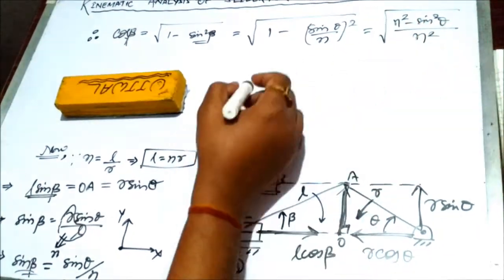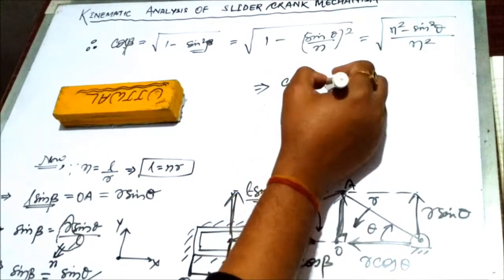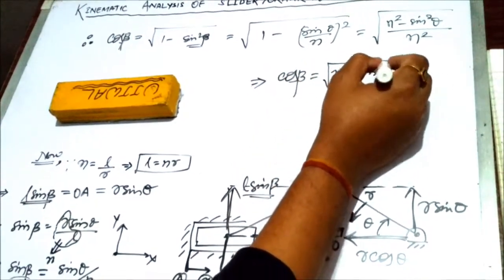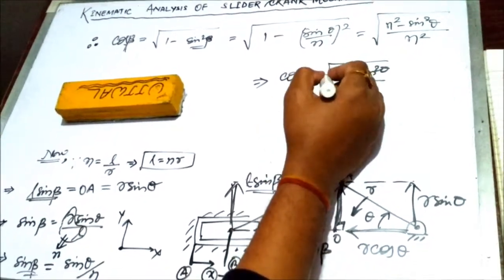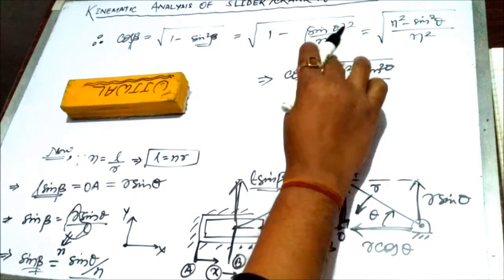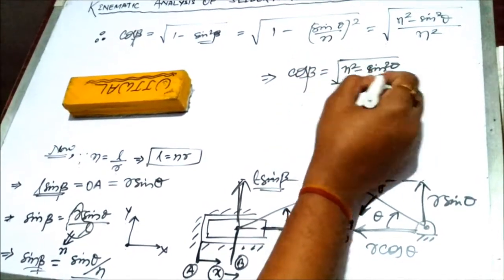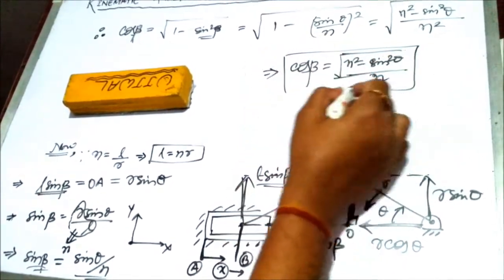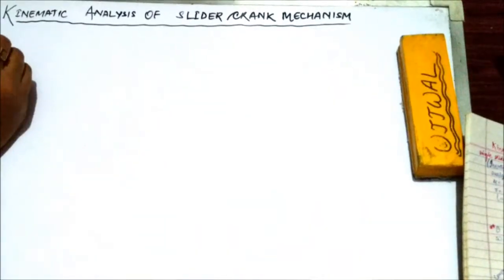Now that will be equal to root under 1 minus sin square theta by n square, and when we take the LCM, we will get root under n square minus sin square theta divided by n square. So cos beta is basically equal to root under n square minus sin square theta divided by n. I have taken n out from the root, outside from the root.